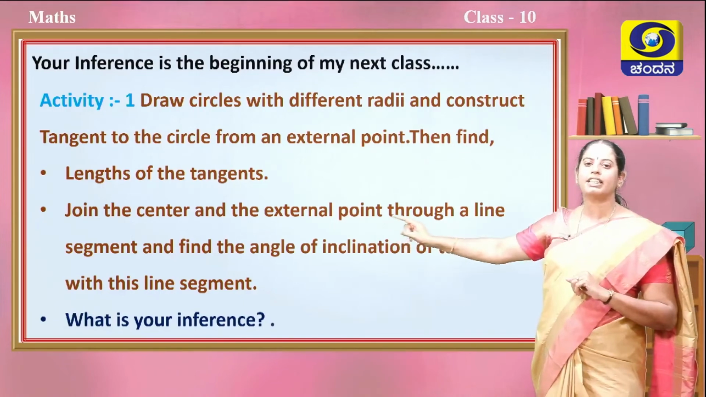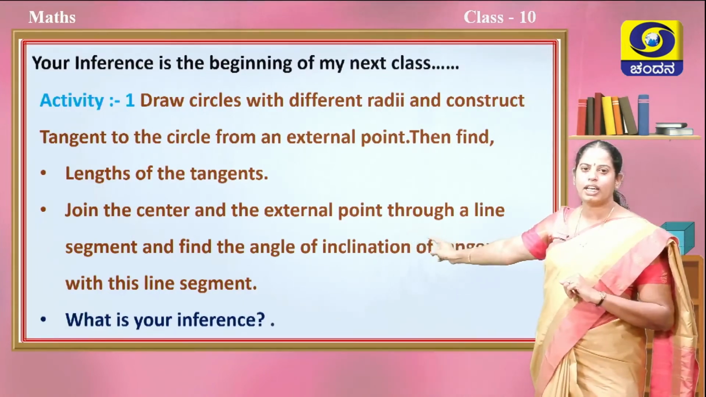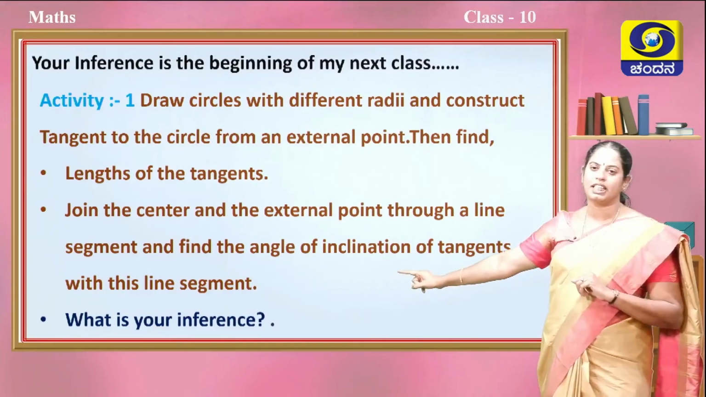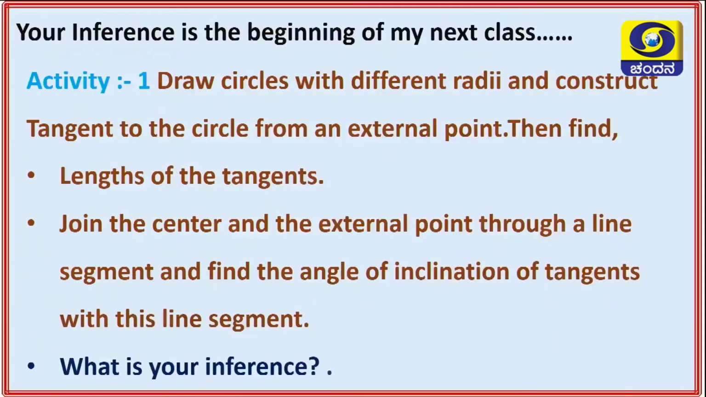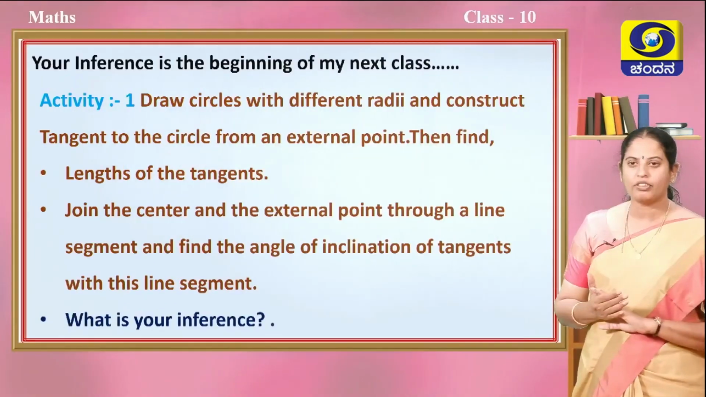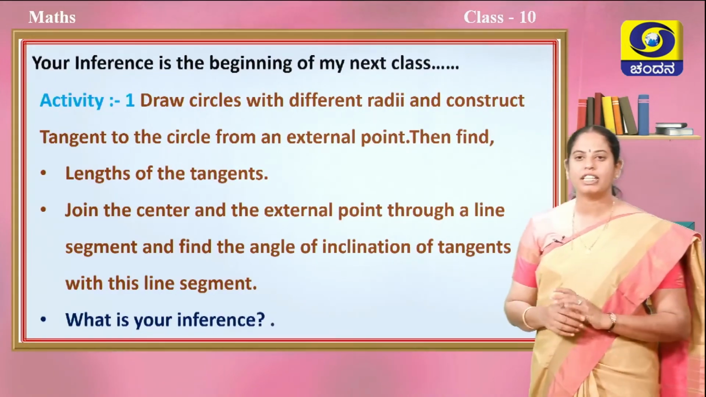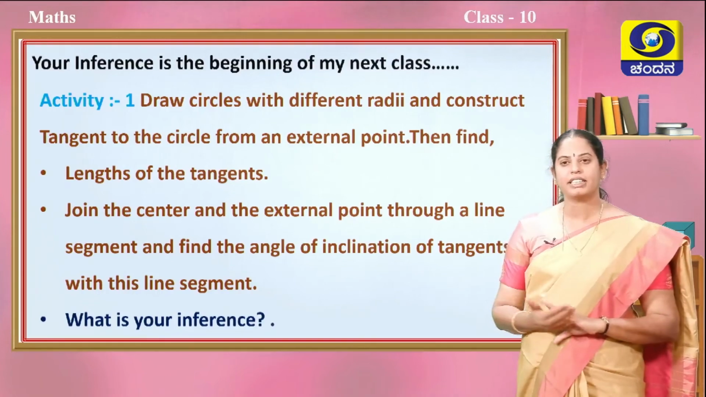Join the center and the external point through a line segment and find the angle of inclination of tangent with this line segment. How much the tangent is inclined to the line joining the center and the external point? You have to measure. What is your inference? Record your inference. We will discuss that in the next class.